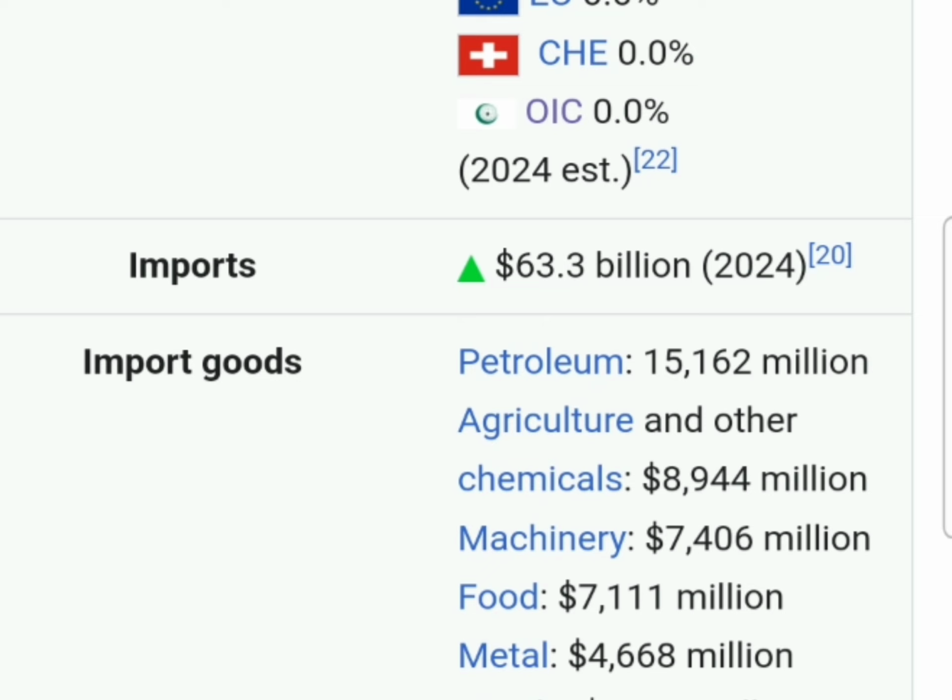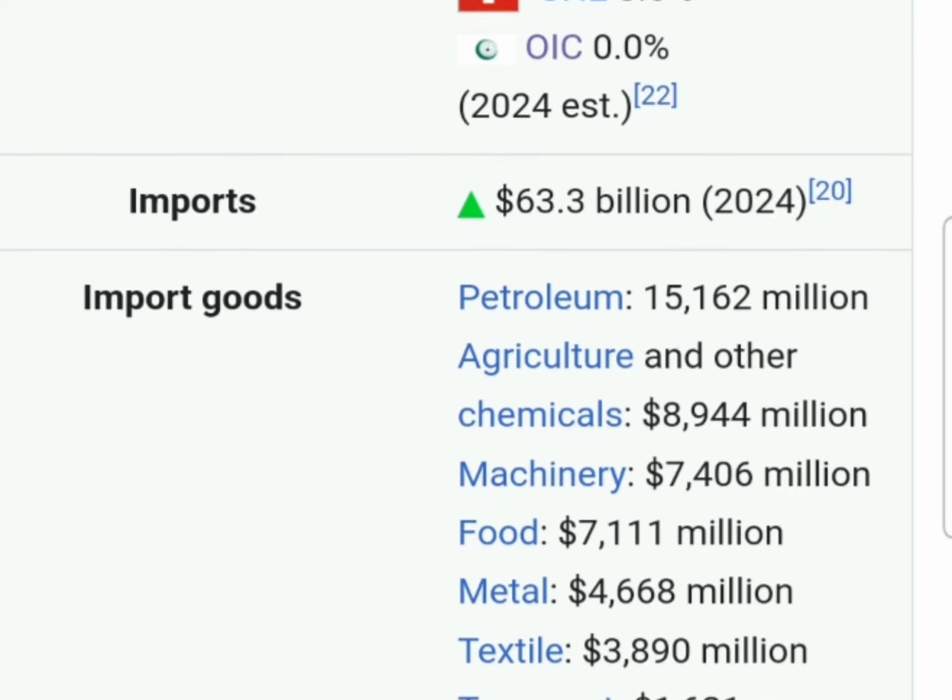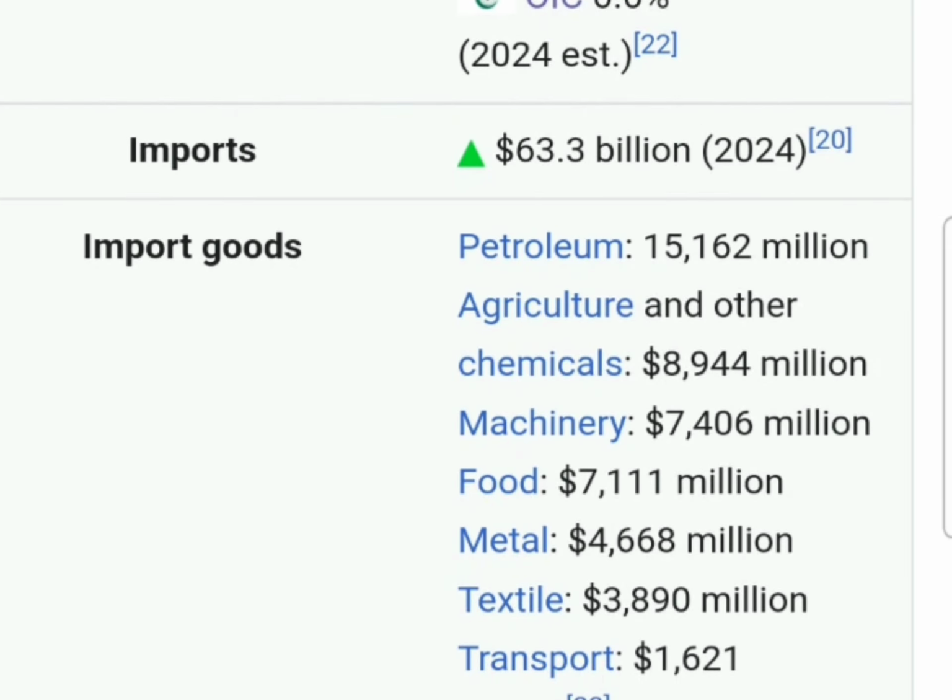There is a 24 billion US dollar trade deficit for Pakistan. Therefore, we are continuously taking more and more loans. Some of the trade deficit is compensated through aid from friendly countries, and currently, luckily, Pakistanis are sending a huge amount of foreign remittances, which is also a blessing for Pakistan.